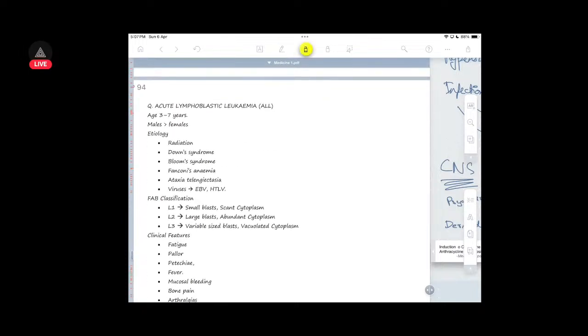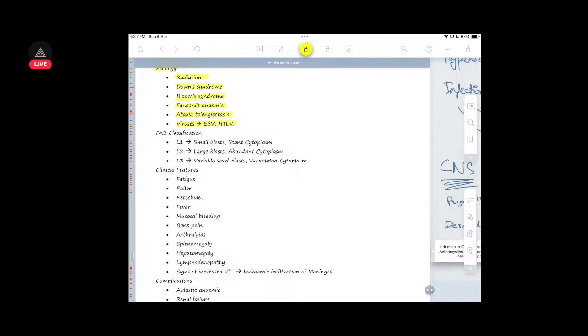Okay, then going on, acute lymphoblastic leukemia is more common in 3 to 7 year olds. Males are affected more than females. It is caused due to radiation, Down syndrome, Bloom syndrome, Fanconi anemia, ataxia telangiectasia. Viruses include Epstein-Barr virus and STLV, the simian T lymphotropic virus.